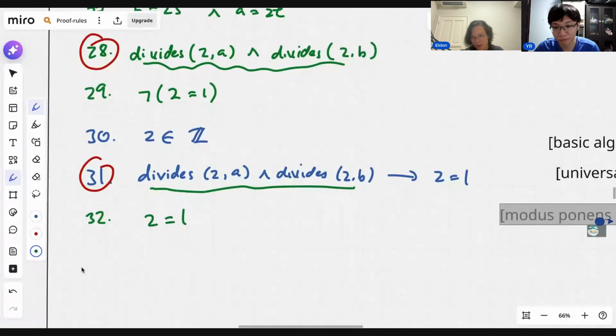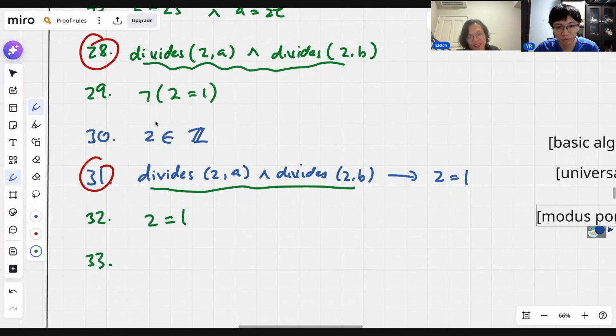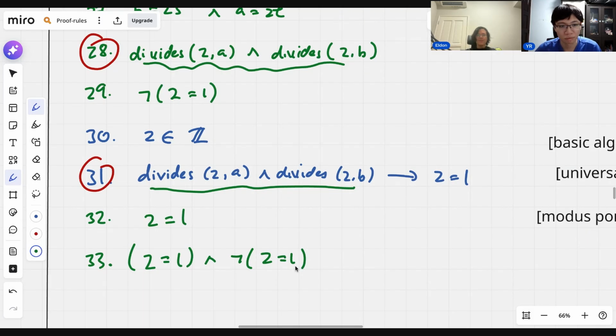Okay, so close, right? So the next line will say that 2 equals to 1 and not 2 equals to 1. Okay, so this is conjunction. We're just conjuncting these two lines, right? We're conjuncting lines 29 and 32. Okay, we're basically there.